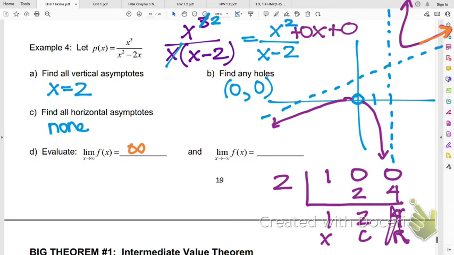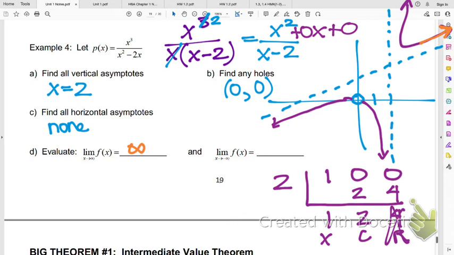So when your horizontal asymptote is none, your answers to these are going to be infinity or negative infinity, or you could put DNE. But typically we like to be specific about it. It would be too easy to say immediately that's none, therefore this is DNE, this is DNE. We want specific information. Is it going to infinity? Is it going to negative infinity? It's always better to be specific.